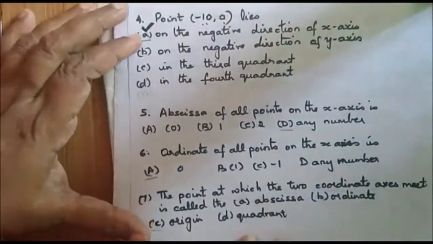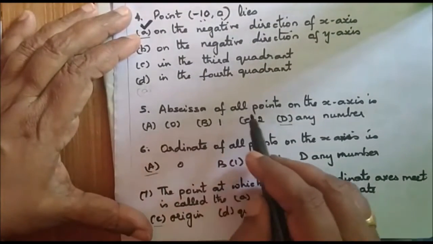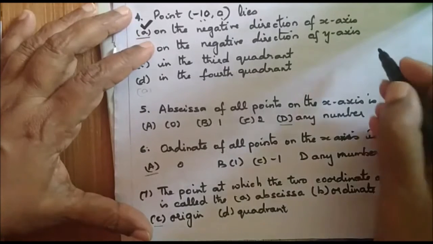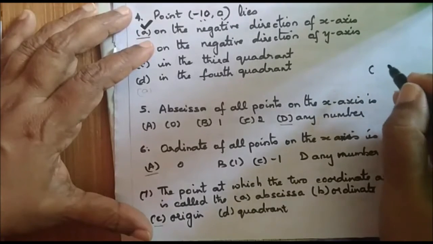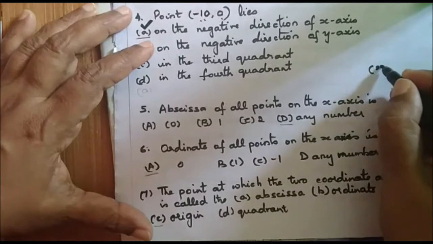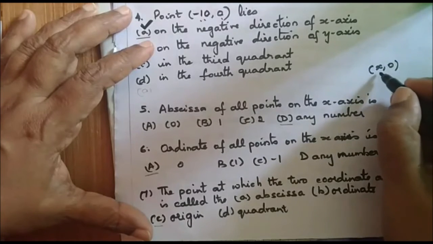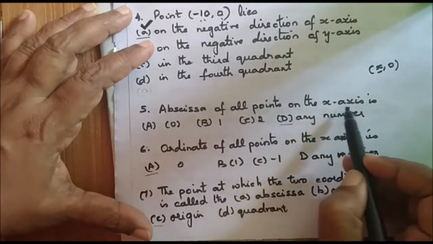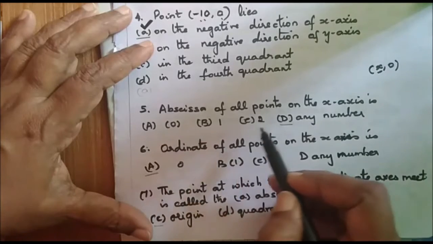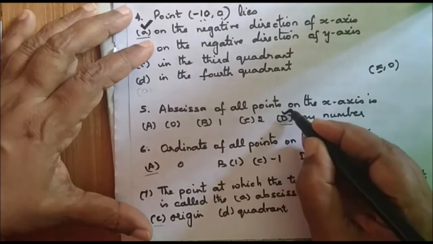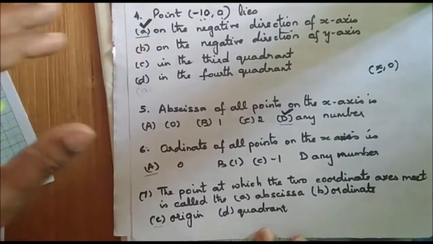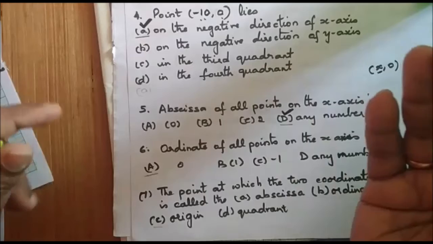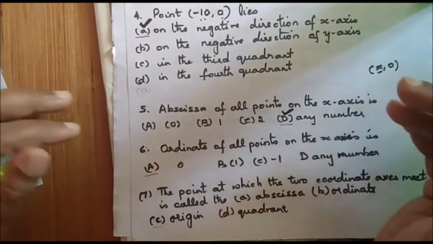Okay. The next question is abscissa of all points on the x-axis. What do you mean by abscissa? The x-coordinate. Any point on the x-axis is of the form x comma 0. So x can be anything. So abscissa of all points on the x-axis is 0, 1, 2, any number. It is any number. Abscissa of all points means x can take any value. It lies on the x-axis.